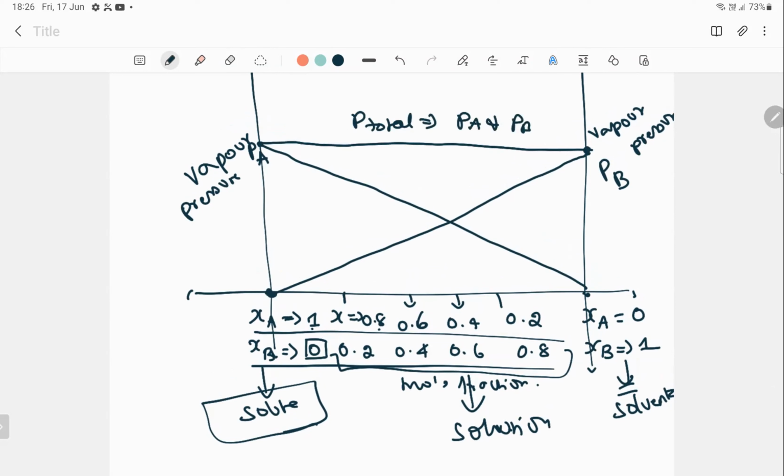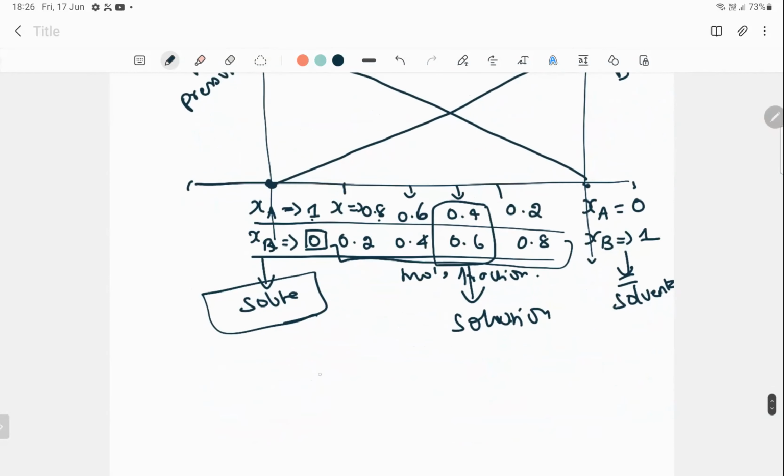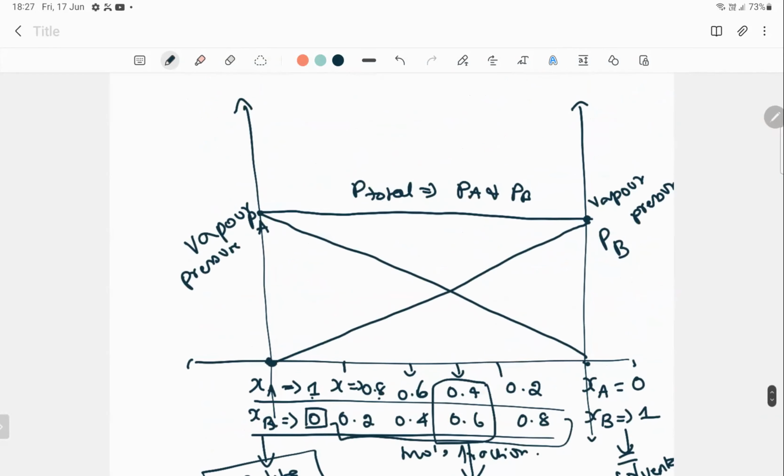Now if you know the mole fraction values of your solute and solvent, say for example if the mole fraction of solute is 0.4 and of solvent 0.6, you can plot easily from this graph. At this point here is your PA, at this point here is your PB, and here you can find your P total.